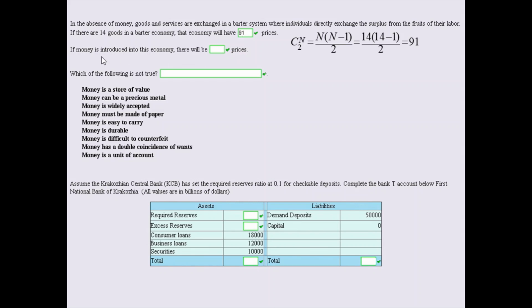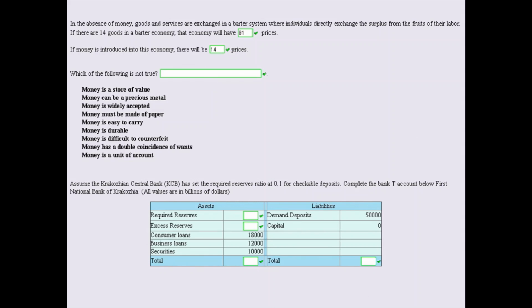If money is introduced into the economy, there will be just 14 prices. So this alone improves the efficiency of transactions in an economy, the introduction of money. And money does not have to be introduced by government. Money actually arose just out of convenience, right? Now, later on, governments took over the money, but money initially just arose out of the need for increased efficiency of these transactions, right? Okay, so which of the following is not true?